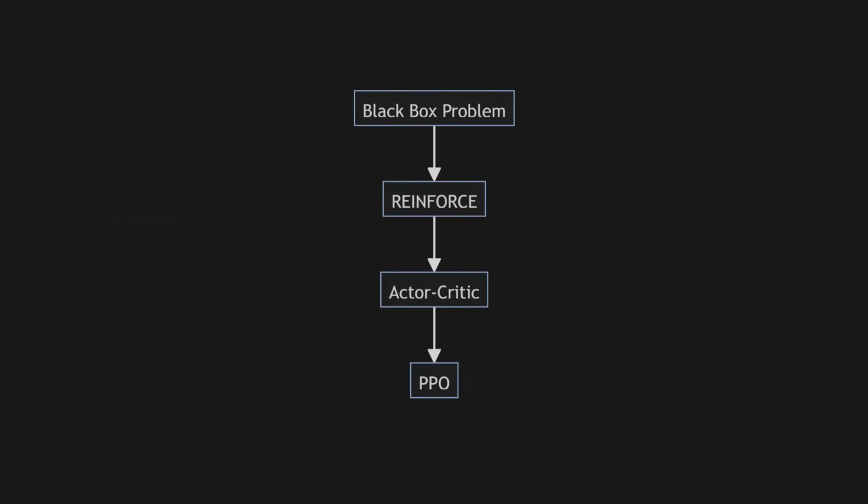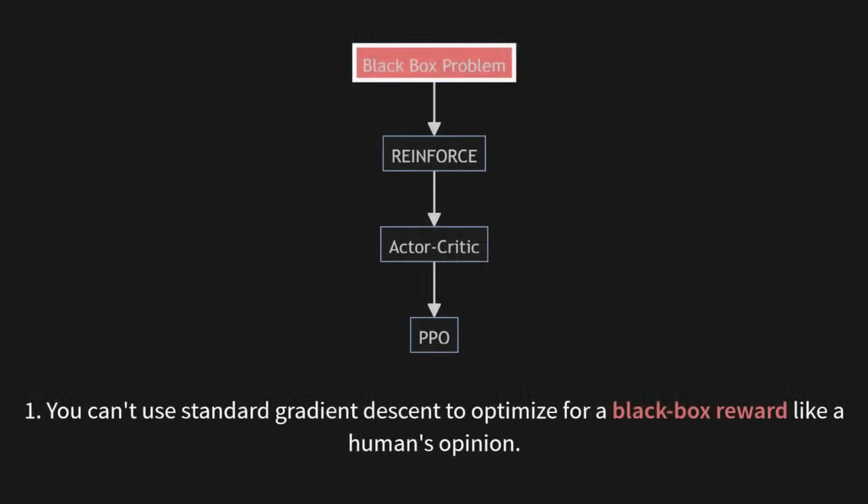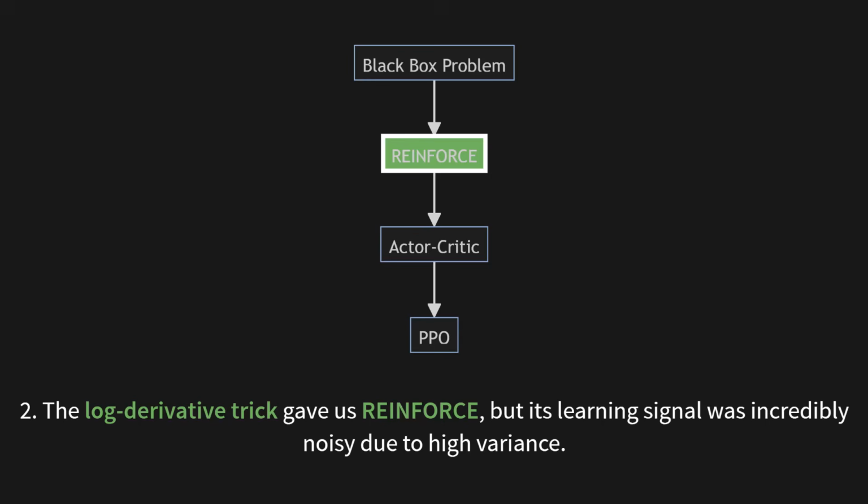This entire video can be summarized in 4 essential steps. Let's walk through this journey one last time. You can see it laid out right here. First, step 1. We started with the core challenge. You can't use standard gradient descent to optimize for a black box reward. You just can't backpropagate through something like a human's opinion. Second, the log derivative trick broke through that wall and gave us reinforce, but its learning signal was incredibly noisy due to high variance. It was a start, but it wasn't stable.